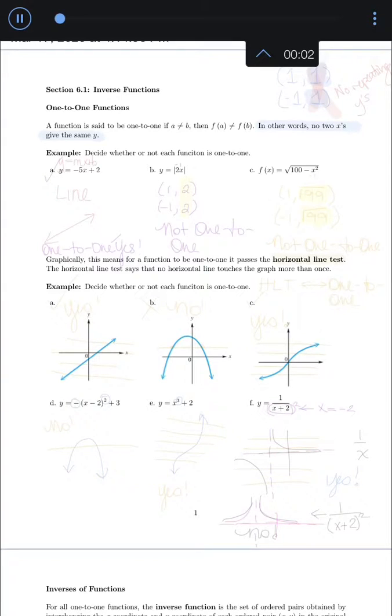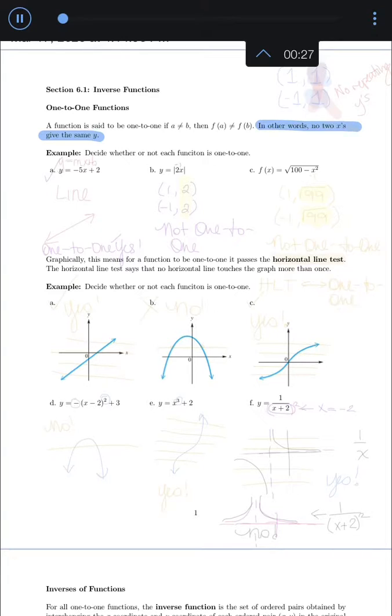Section 6.1, we're going to talk about, at least at the beginning, one-to-one functions. A function is said to be one-to-one if no two x values give the same y value. Let's see what that means. So again, we want no two x's giving the same y value.